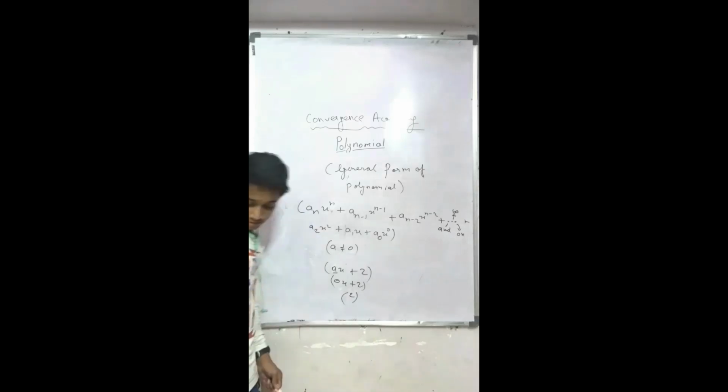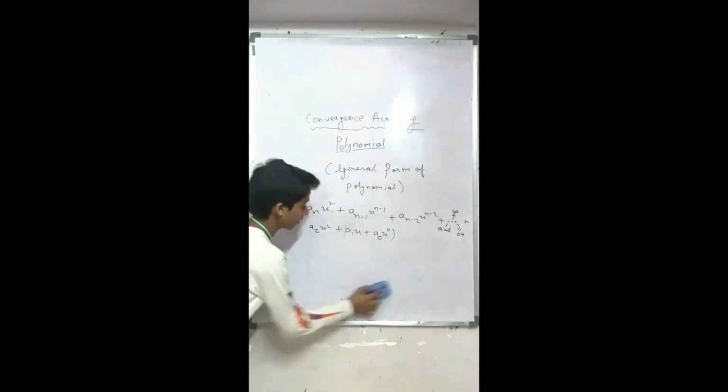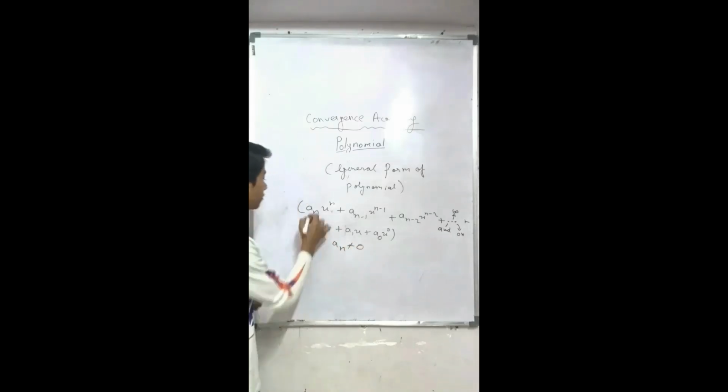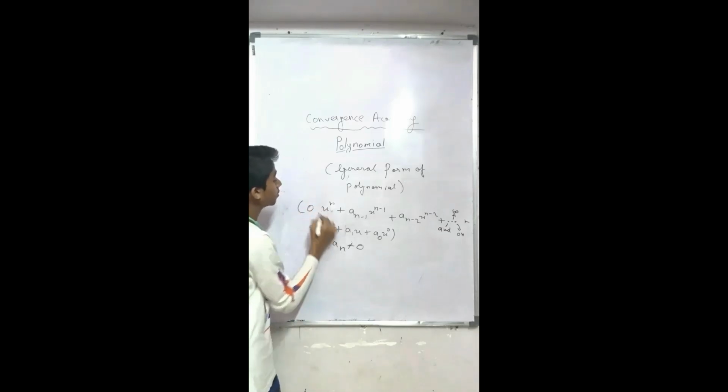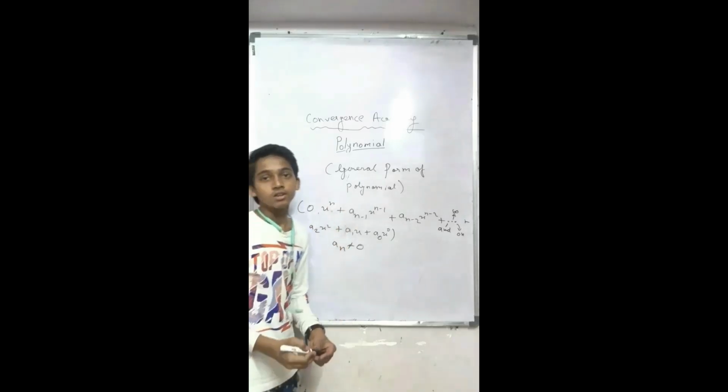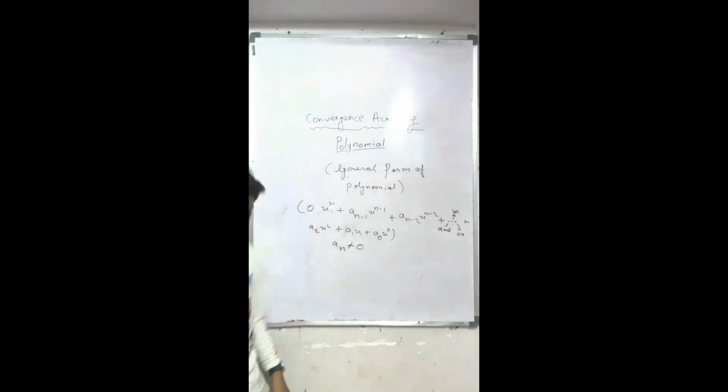Okay, so there is one more, that a n is not equal to 0. Why? Because if we apply this here, this will be 0 and 0, then we will not get what we want. Okay, so we will go on to the next.